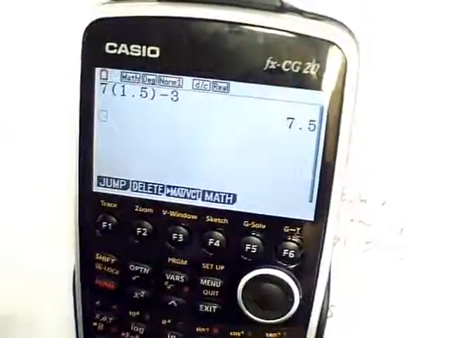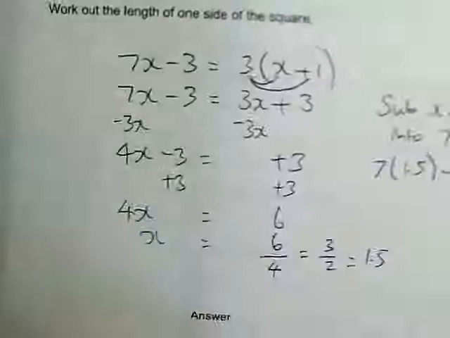So you can't really see that very well with the light. So that is my final answer.